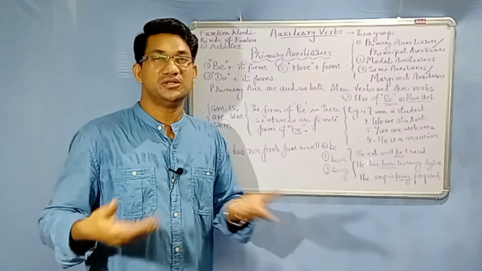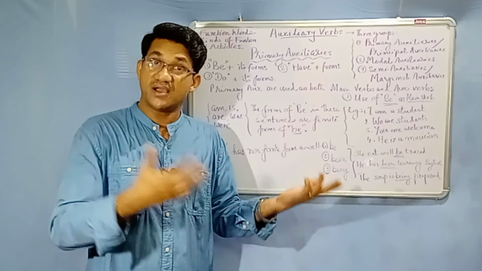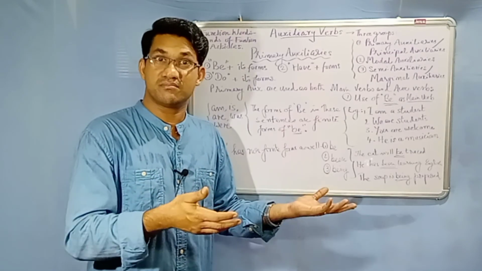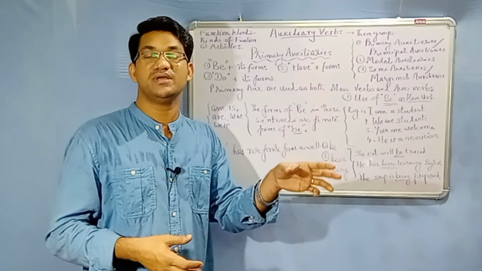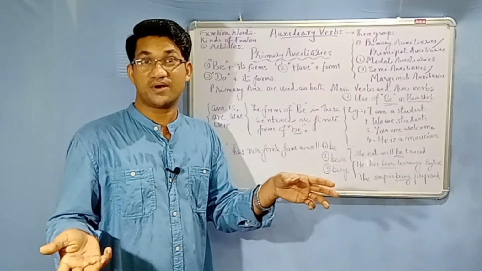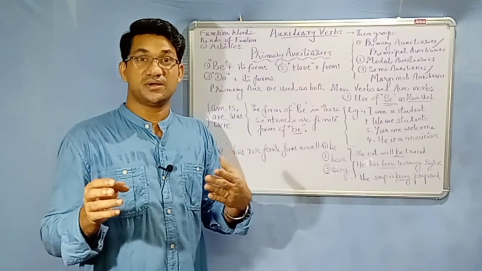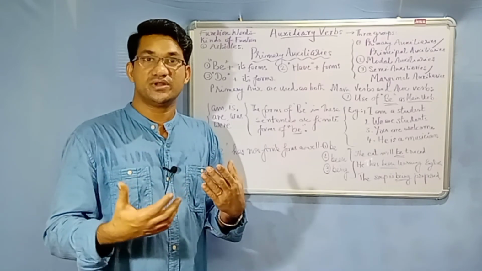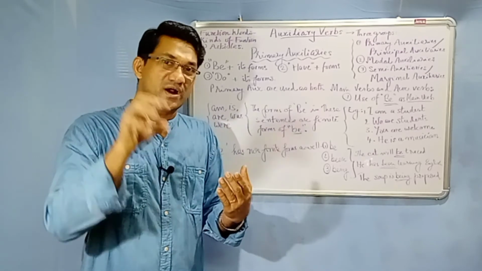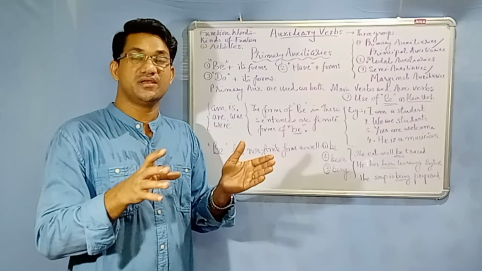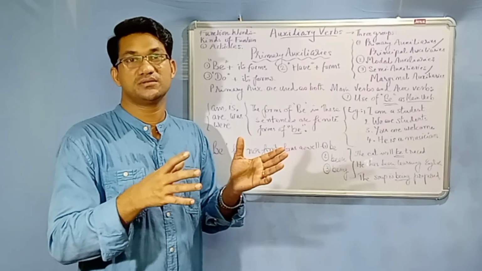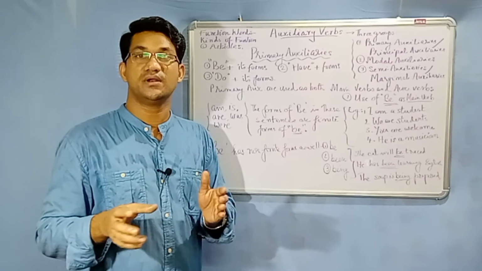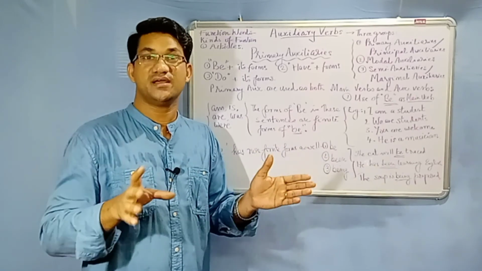And non-finite verbs cannot be affected by the subject in any way. Say, for example, I like to swim. I like to swim, and to swim is a non-finite form. Otherwise, we can say, he likes to go swimming. Verbs that do not agree with the subject, or are not affected by number, tense, etc., are called non-finite verbs. Finite verbs and non-finite verbs.